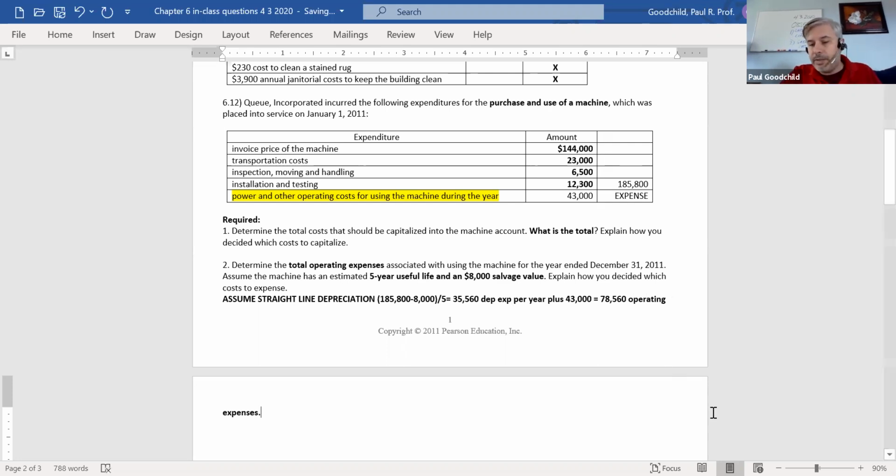All right, I got a question in the chat. I just hadn't gotten there yet. So I answered that question, hopefully. All right. Is there any questions on number 12? Type them in the chat. If not, I'm going to move on.